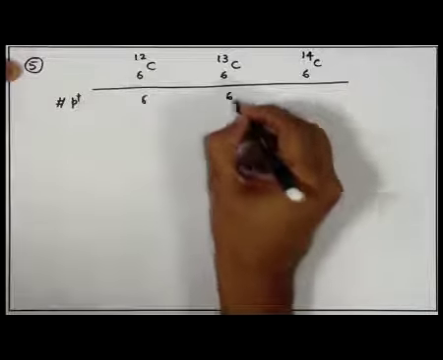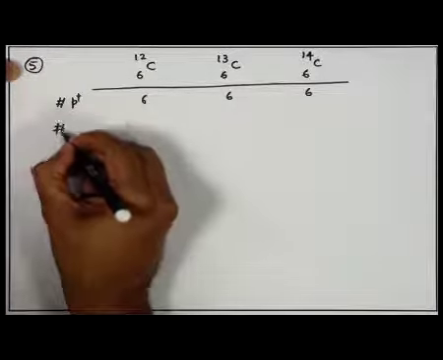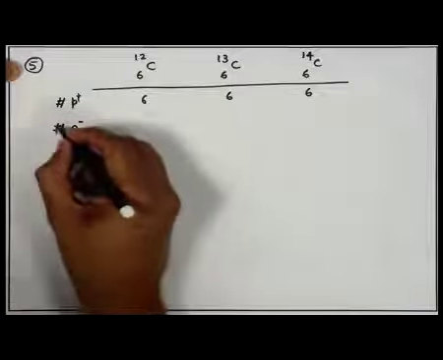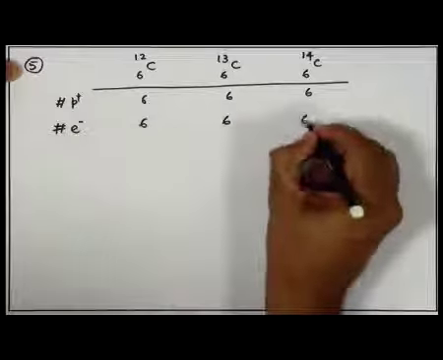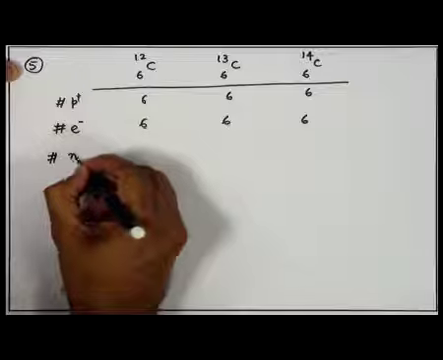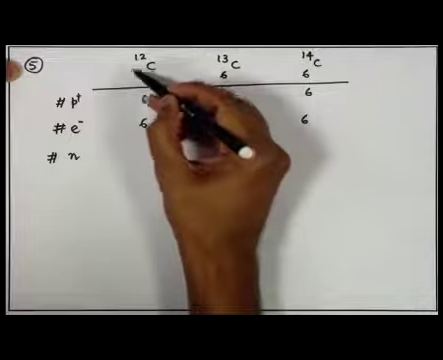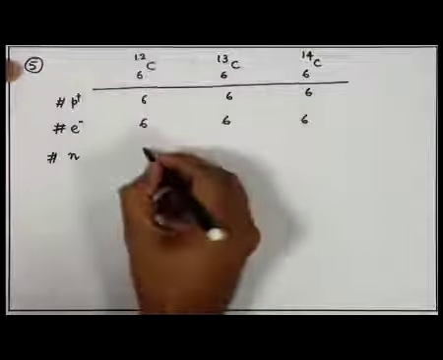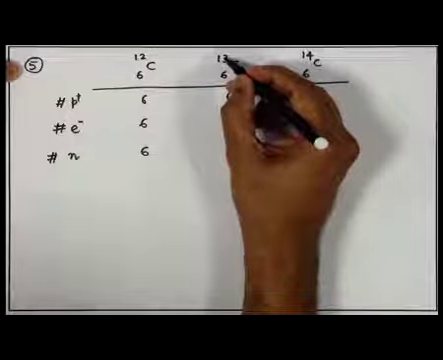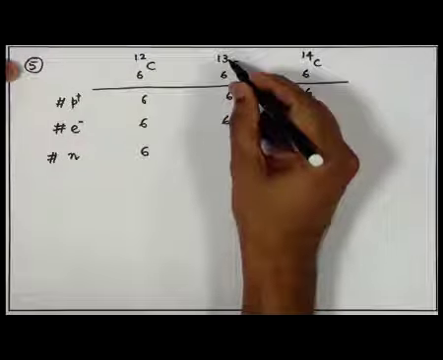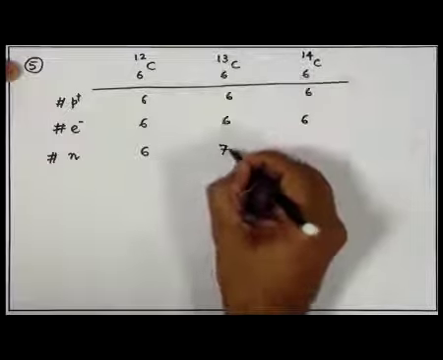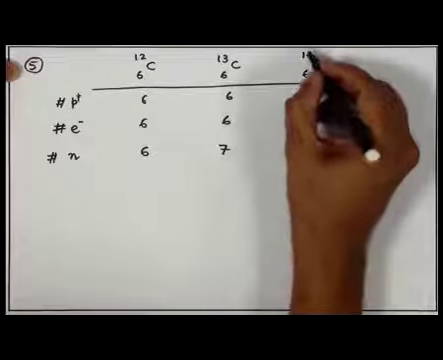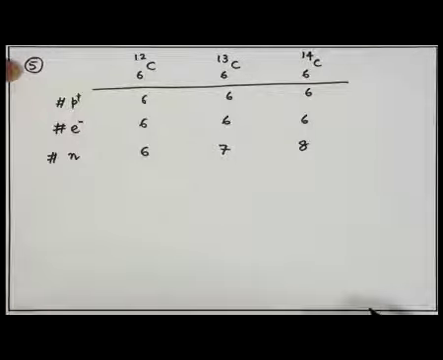Of course, 6, 6, 6, because this is the Z value. Number of electrons: all 3 species are neutral. So, the number of protons is equivalent to the number of electrons. So, that is easy. Let us find out the number of neutrons. The mass number in this C-12 is 12. That means there are 6 protons plus 6 neutrons. In this case, the mass number is 13, the atomic number is 6. So, the number of neutrons is 13 minus 6, which is 7. In this case, the mass number is 14, the atomic number is 6. So, the number of neutrons is 14 minus 6, which is equivalent to 8.